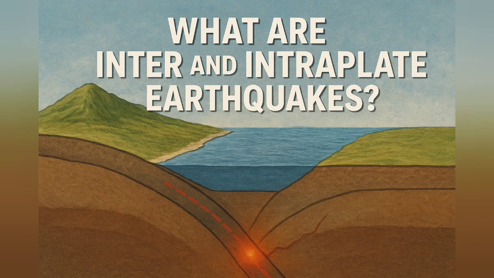IX. Conclusion. Ladies and gentlemen, let us conclude by summarizing the key points of today's exploration. Interplate earthquakes occur at the boundaries of tectonic plates. They are common, powerful, and often catastrophic. They arise from direct interactions between plates, colliding, separating, or sliding past each other. Intraplate earthquakes occur within plate interiors. They are less common but can be widely felt and highly destructive. They arise from ancient faults, transmitted stresses, hotspot activity, or human actions.